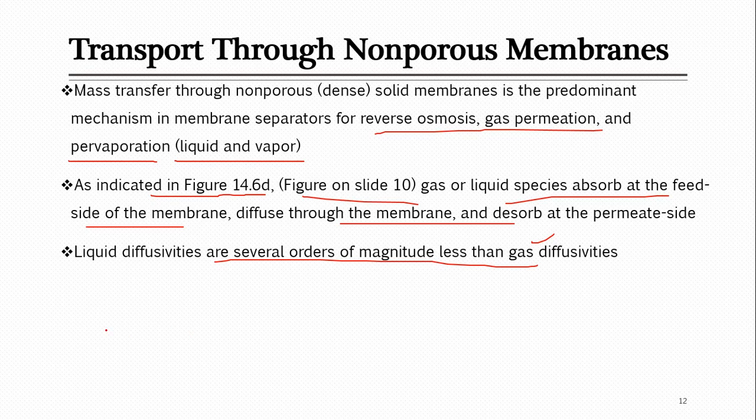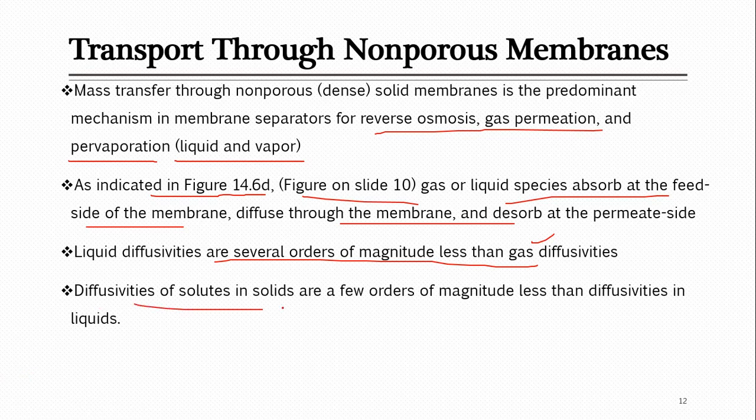Suppose, for example, you consider a solid membrane and through it something is passing in the form of a liquid; its diffusivity will be less as compared to the gas. So gas diffusivities are higher. Diffusivities of solutes in solids are a few orders of magnitude less than diffusivities in liquids. For example, consider a solute like sugar, a sugar crystal that you dissolve somewhere. If you want to separate those solutes through a solid membrane, their diffusivities are less as compared to diffusivities in the liquid.